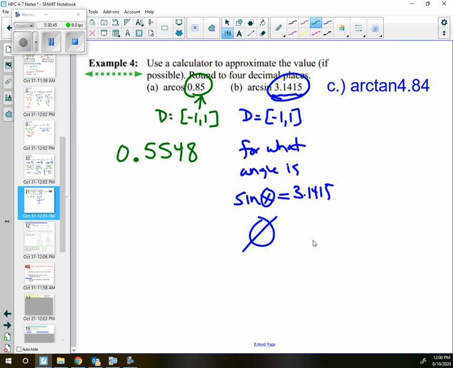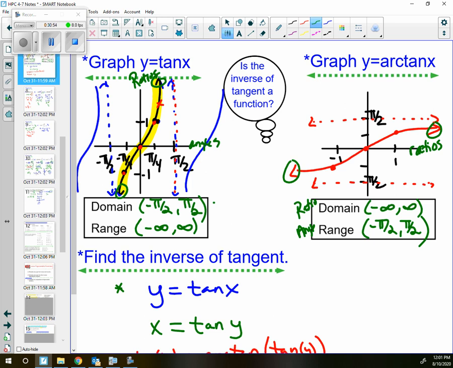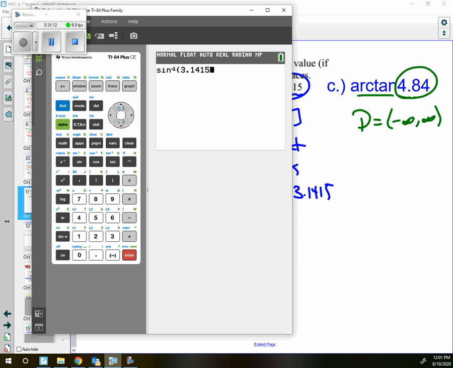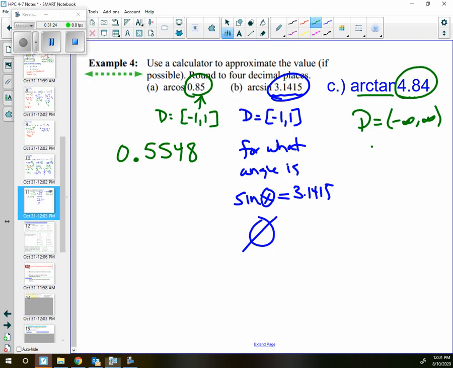All right, arctangent of 4.84. So I'm double checking: is 4.84 in the domain for inverse tangent? Okay, let's go back to our domain for inverse tangent. The domain for inverse tangent is negative infinity to infinity. Remember the arrows? I can use anything that I want. So I'm going to go ahead and type that in because the domain is all real numbers. We are good to go. So let's try it here. Arctangent of 4.84. And sure enough, I get a value. To 4 places, it looks like 1.3671 for my final answer.